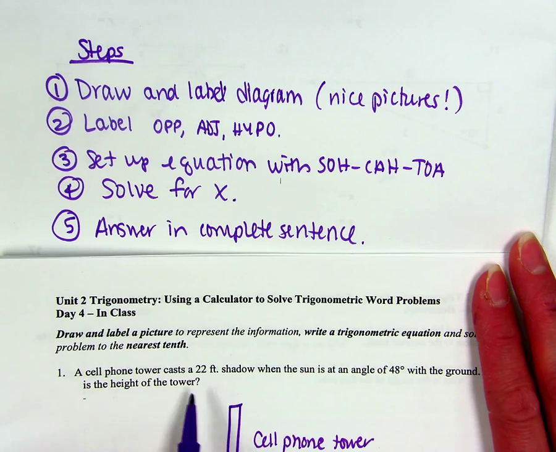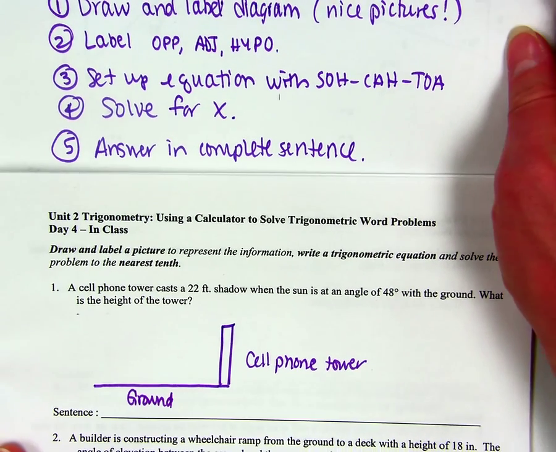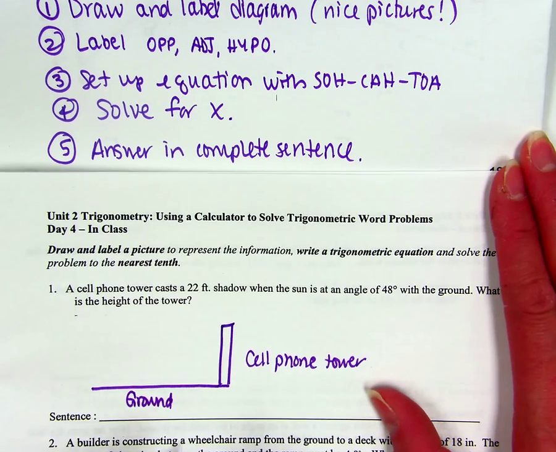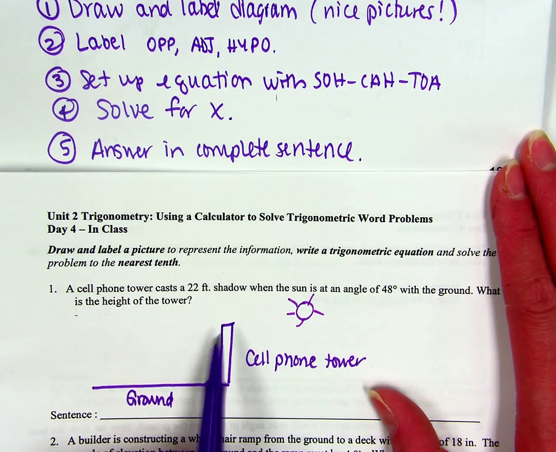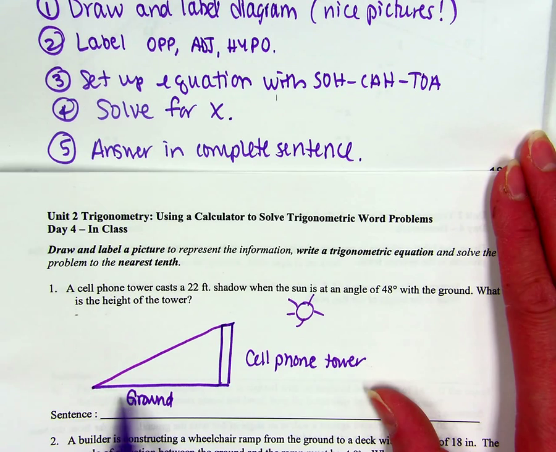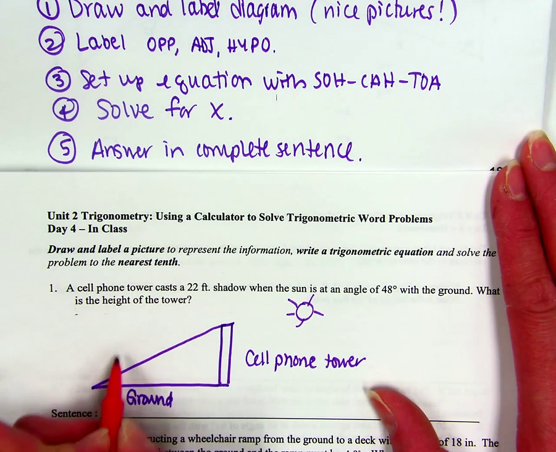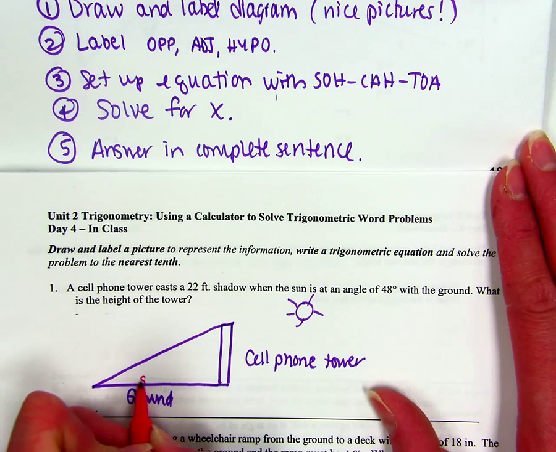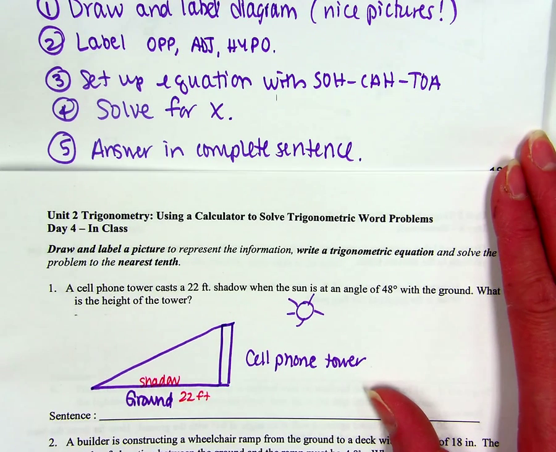And it says that it casts a 22-foot shadow. So if you think about it, where is your shadow? Your shadow is always going to be on the ground. If the sun is, let's say, over here, right? Your shadow's on the ground. Make sure that you always draw your shadow on the ground. Your shadow's not the diagonal. It's not vertically up here. So here's my shadow. And we know that this is 22 feet.